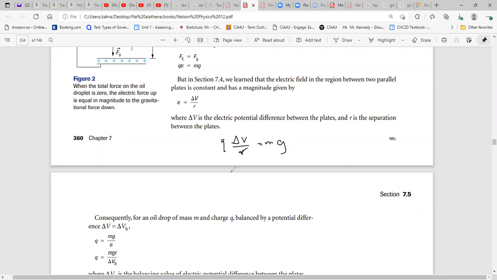We bring delta V and R to the other side, so it's mg times R on top and delta V going down. This is what we have here. We can find the mass of the drop of oil. The g is 9.8, R is the separation between the plates. We have delta V, you can read it from the device, so we can determine Q.